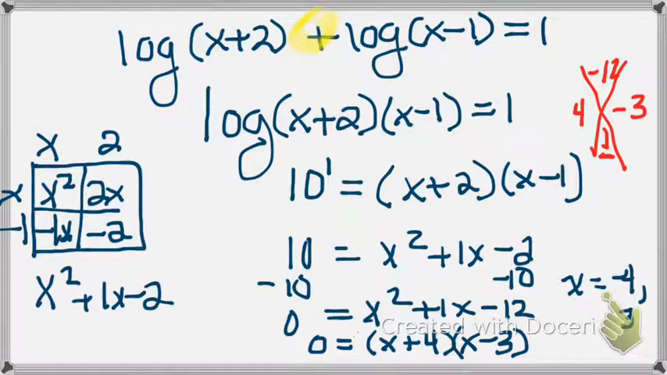You just check your solutions. You must check your solutions. So, if I take negative 4 and plug it back in, what do I get? Log negative 4 plus 2 is a negative 2, plus log negative 4 minus 1 is a negative 5. Both of those arguments are negative. Do you think you'll get a solution? No! So negative 4 is not a solution. X is equal to 3 is.